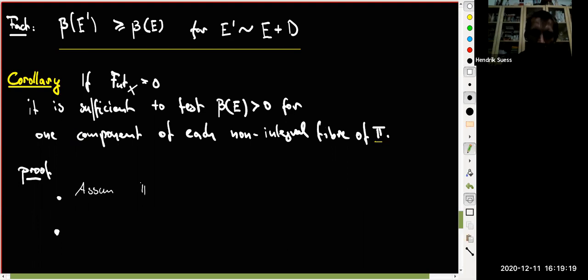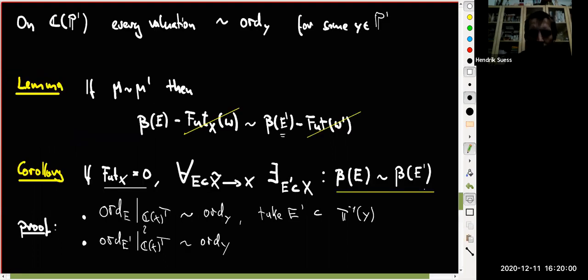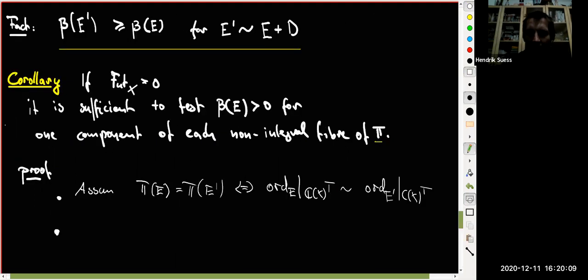Assume pi of E equals pi of E prime, right? But then we have seen this was actually equivalent to the fact that if I take the vanishing order of E restricted to the field of invariant functions, then this is proportional to doing the same with E prime. And again, applying this lemma here on the previous slide, in the same way we did it before, we see actually that this implies that the beta invariant of E is proportional to the beta invariant of E prime.